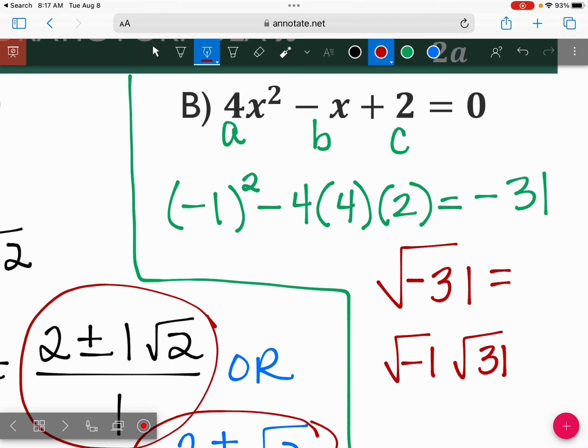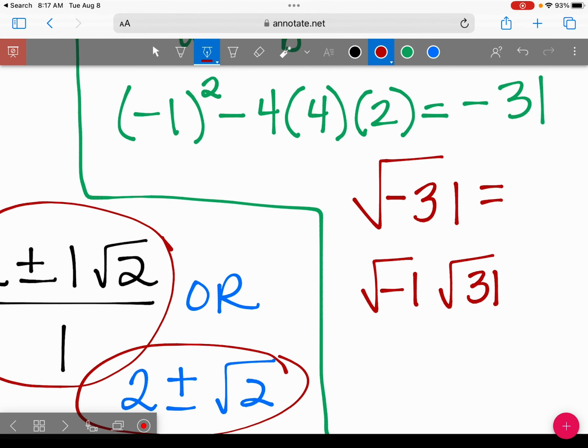Now, the next thing we're going to do is see if we can simplify that 31. Is there a perfect square that goes into 31? So can I divide 31 by 4, 9, 16, 25? No, 31 is a prime number. So does anyone remember from Algebra 2, what is the square root of negative 1? I. So this is going to be written as i root 31.